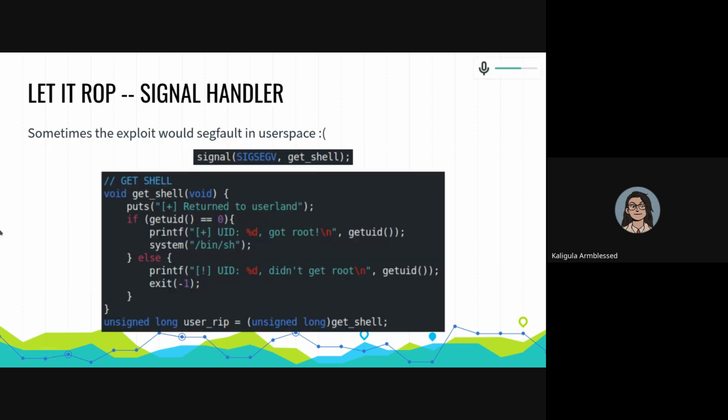So after we return to user land, sometimes the exploit will be a bit annoying and it will segfault in user space. So what I like to do is I'll just call a signal handler because anyway we are root. So what happens is on segfault, just pop a shell. And even if it segfaults, it'll give me a root shell, which is nice. So get_shell actually looks like this. So it'll just call /bin/sh and give us a root shell, which is nice. So demo time.